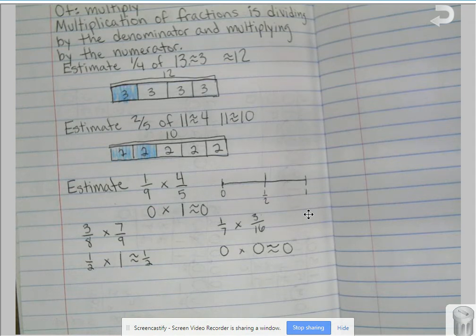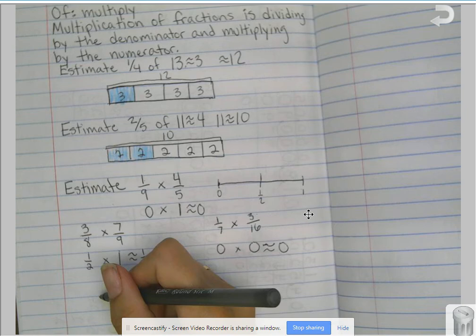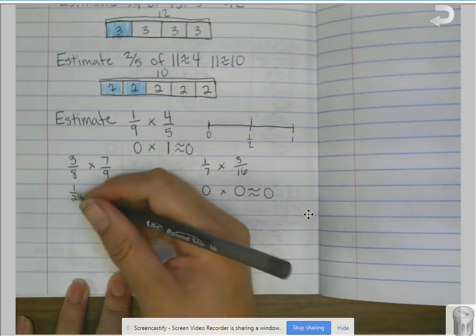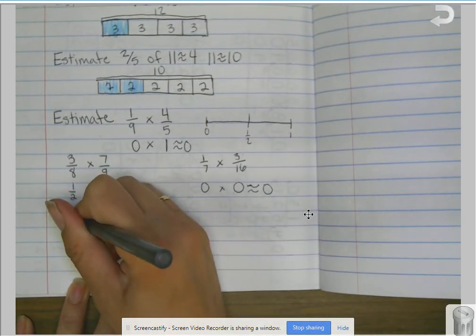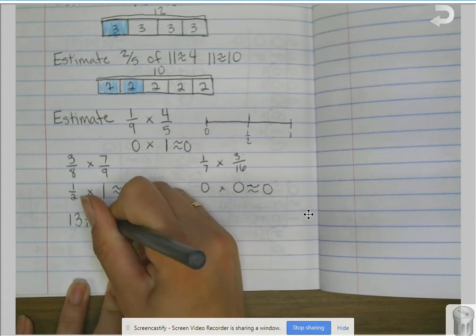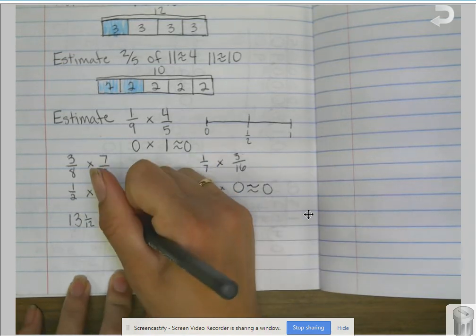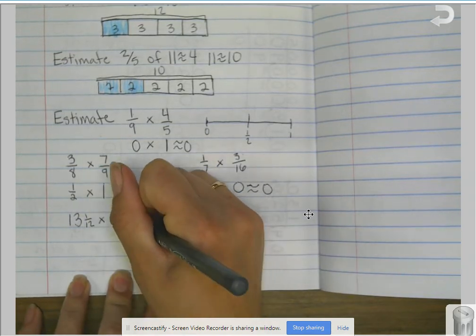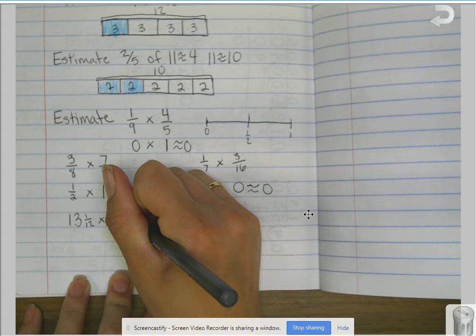Just estimating. Okay, we're going to try one similar to this, except it's going to be mixed numbers, not just little fraction pieces. Actually, we'll do 2. Let's estimate 13 and 1/12 times 3 and 9/10.